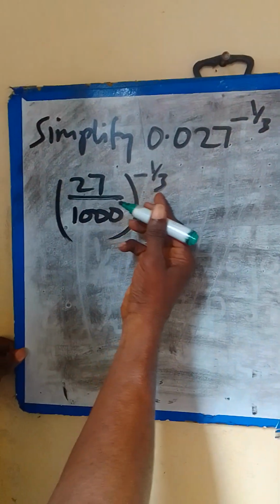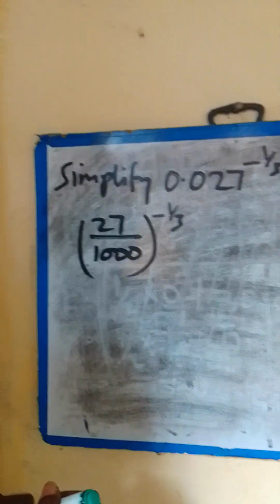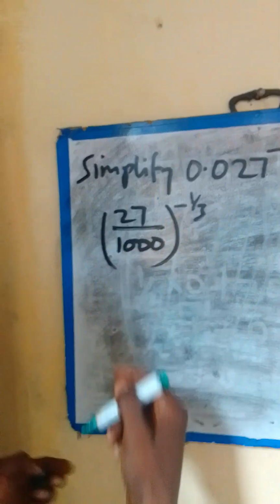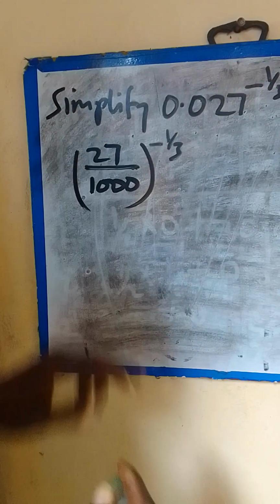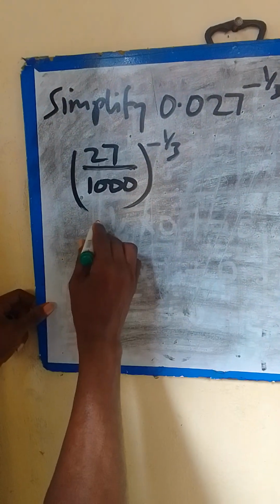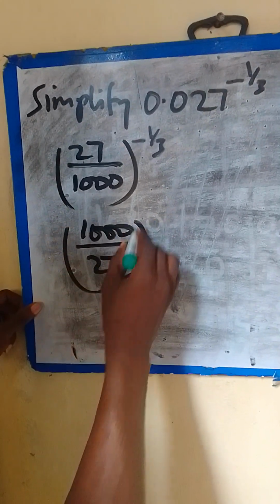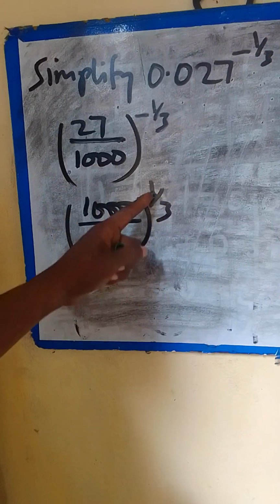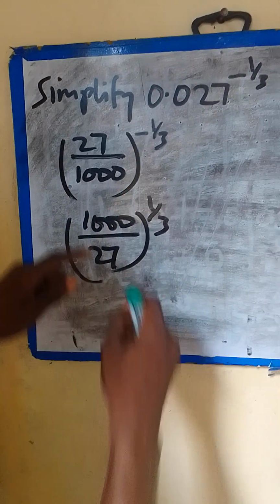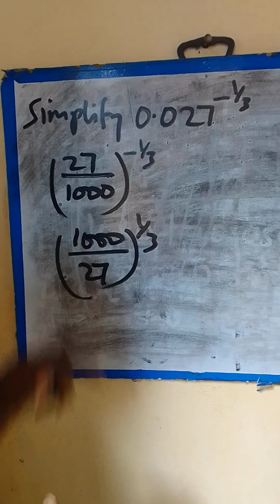Now, to remove this negative index, we need to invert the base by taking the denominator up and bringing the numerator down. That is to say 1,000 divided by 27, raised to power 1 over 3. Now we have removed the minus. So this raised to power 1 over 3 is applied to the numerator and the denominator. And this is the cube root of the numerator and the denominator.